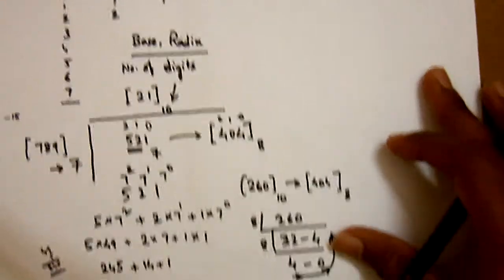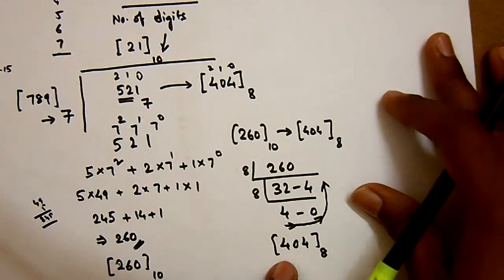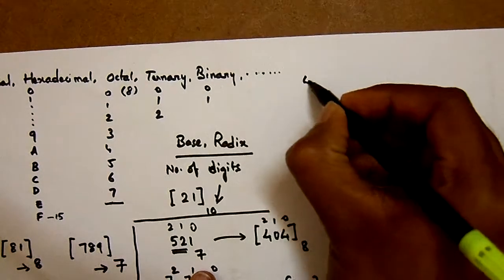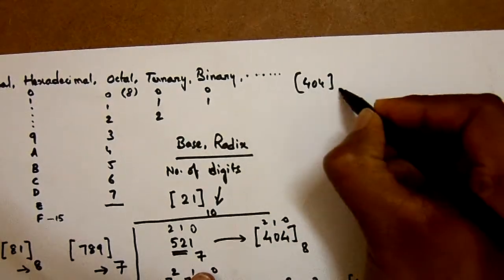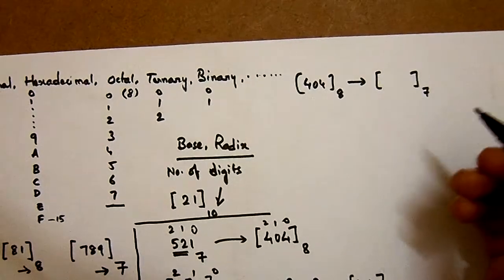Just to cross verify if this number derivation is proper or not, we will again try to derive the equivalent base 7 from 404 to the base 8. We will see how much this is equivalent in base 7.